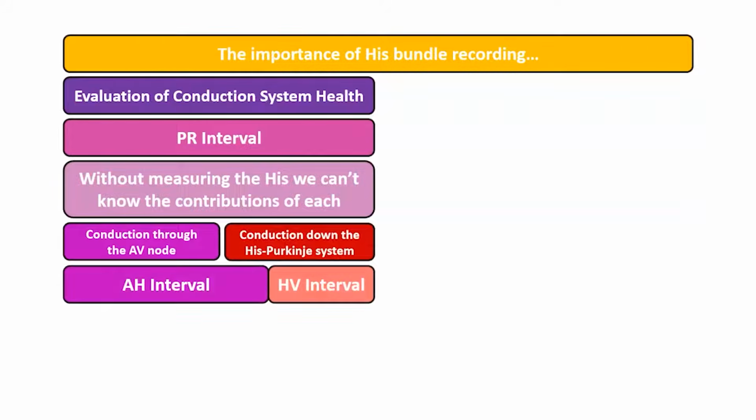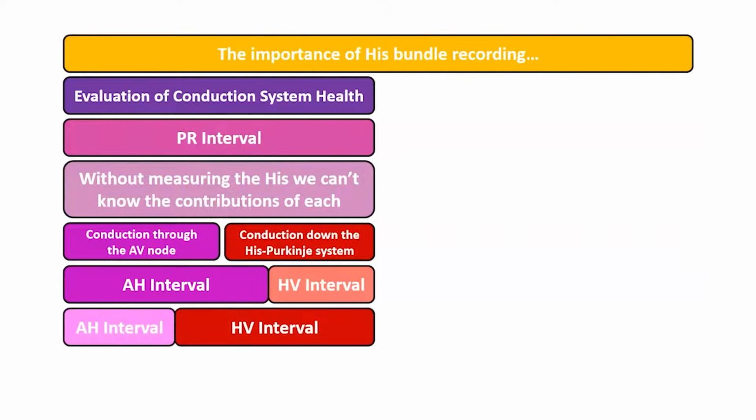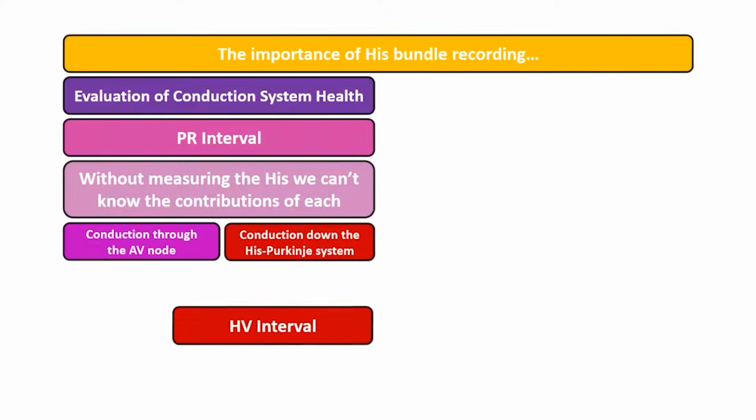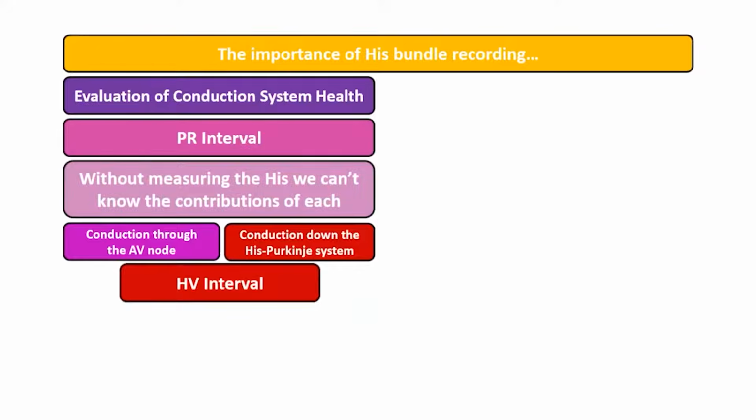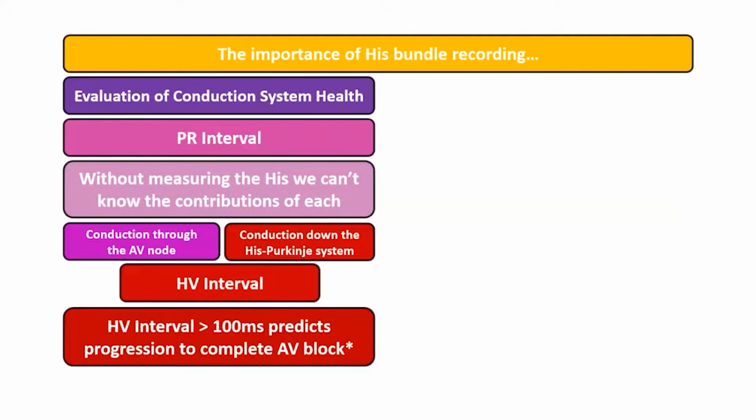Do we have a large AH interval and a short HV interval, reflecting slow conduction through the AV node, but normal conduction through the HIS Purkinje system? Or do we have a short AH interval, but a long HV interval, contributing to our long PR interval, which would imply more diseased distal conduction? But why is a long HV interval important? Well, we know that HV intervals greater than 100 milliseconds predict progression to complete AV block, especially in those patients who have chronic bundle branch blocks.